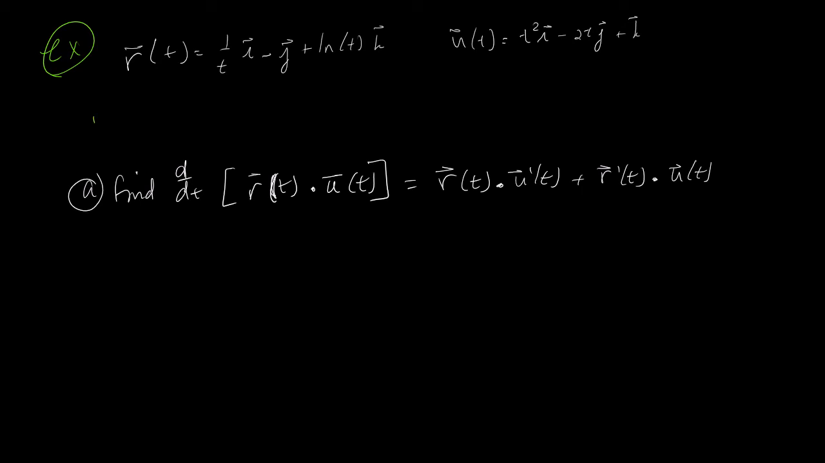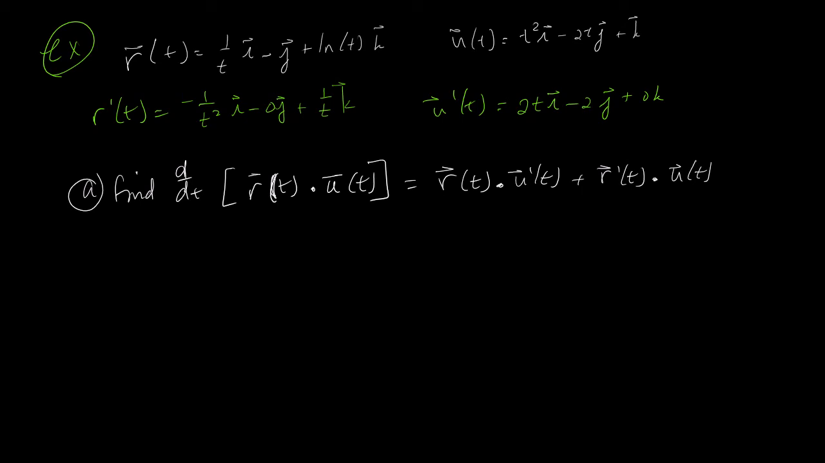All right. So r prime of t is equal to negative 1 over t squared i minus 0j plus, the derivative of ln of t is of course 1 over t, k. And u prime is 2t i minus 2j plus 0k. Okay, so we are going to dot r with u prime. That's our first step.